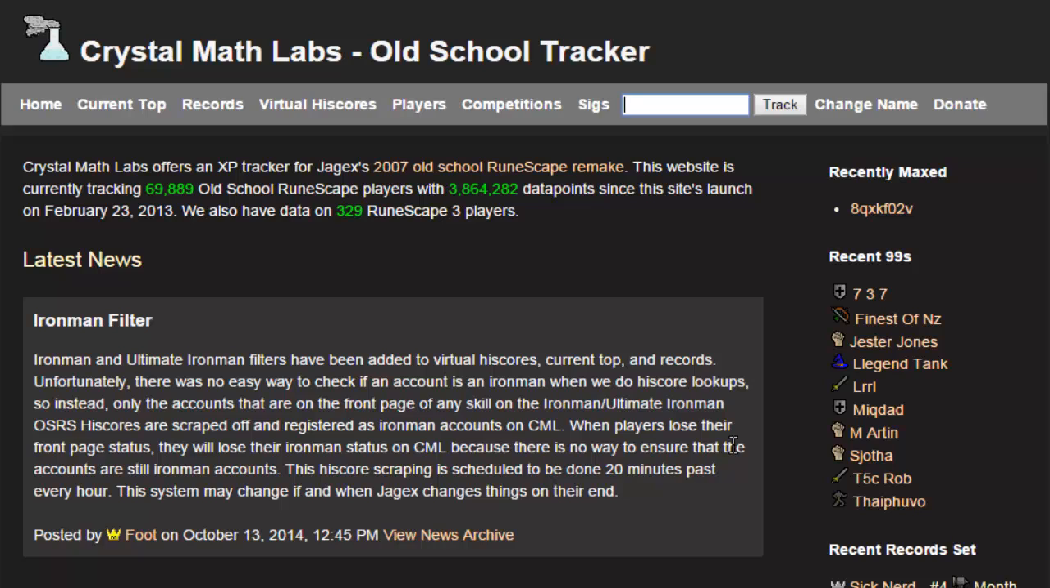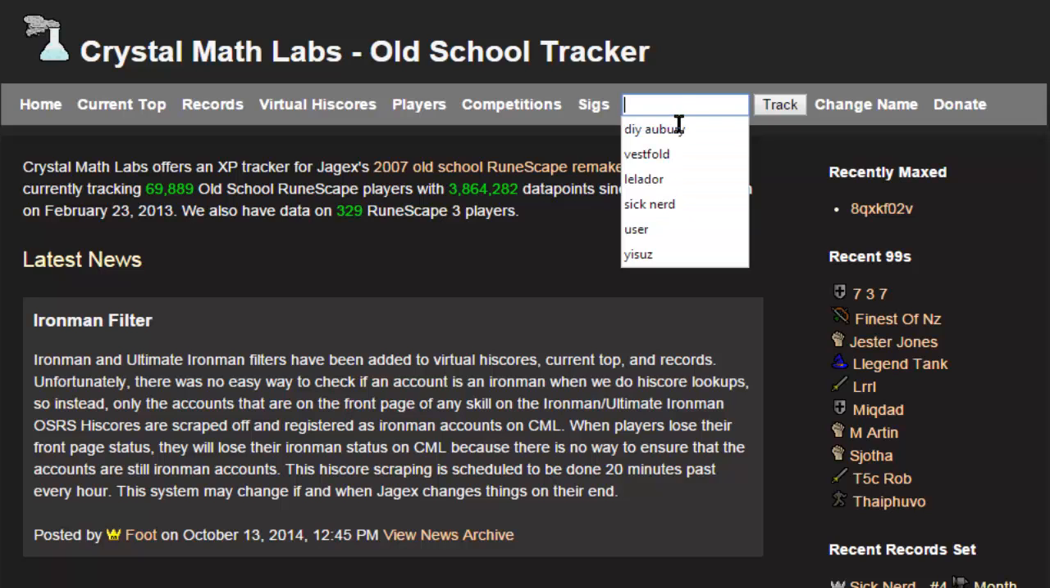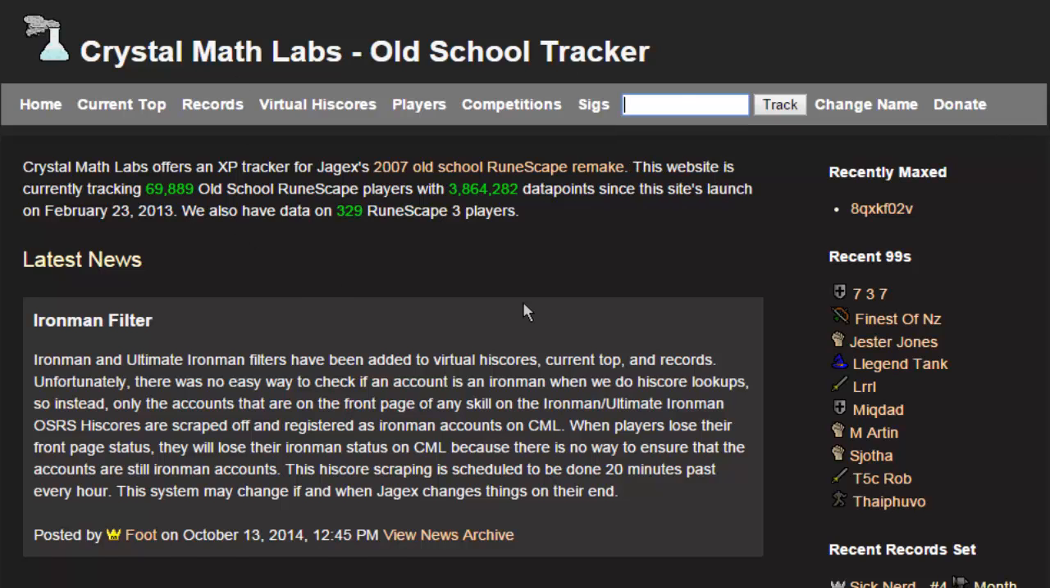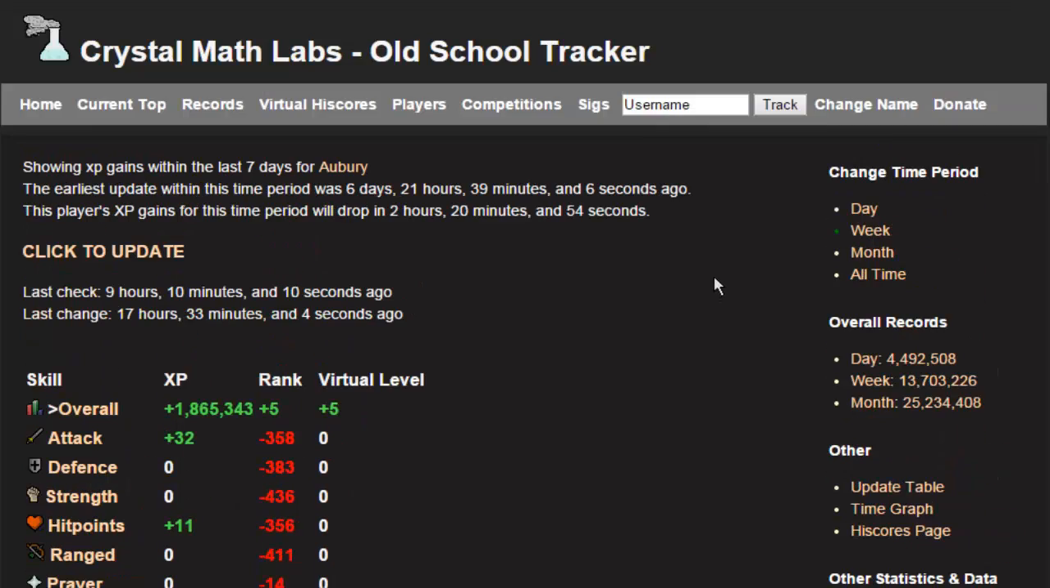Really great to have. But anyways, I'm just going to quickly explain how Crystal Math Labs works, some of the features that it has, and what EHP means, because a lot of people have a lot of questions about how EHP works. So I'm just going to go to my main account first. Actually, I have it bookmarked because I go to this page all the time. So this is what it looks like.